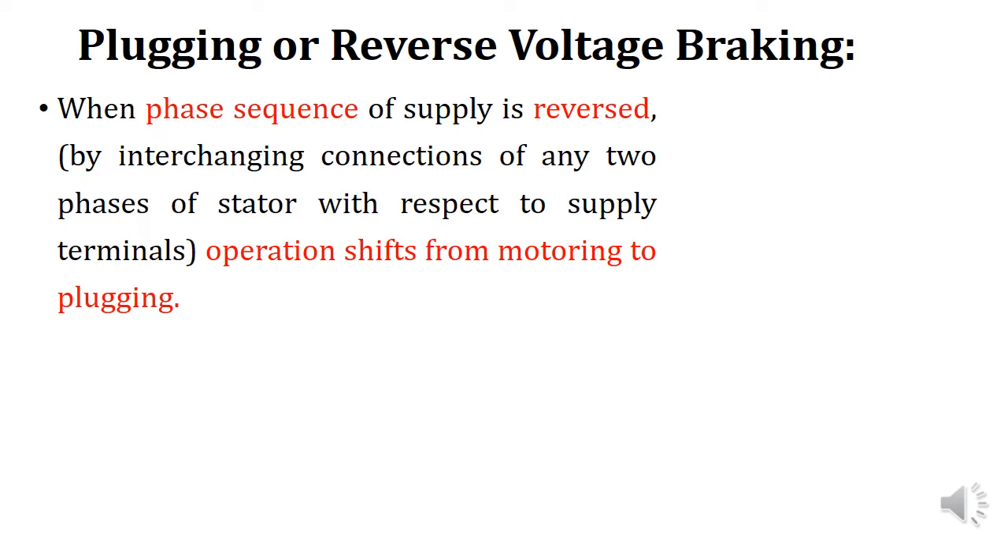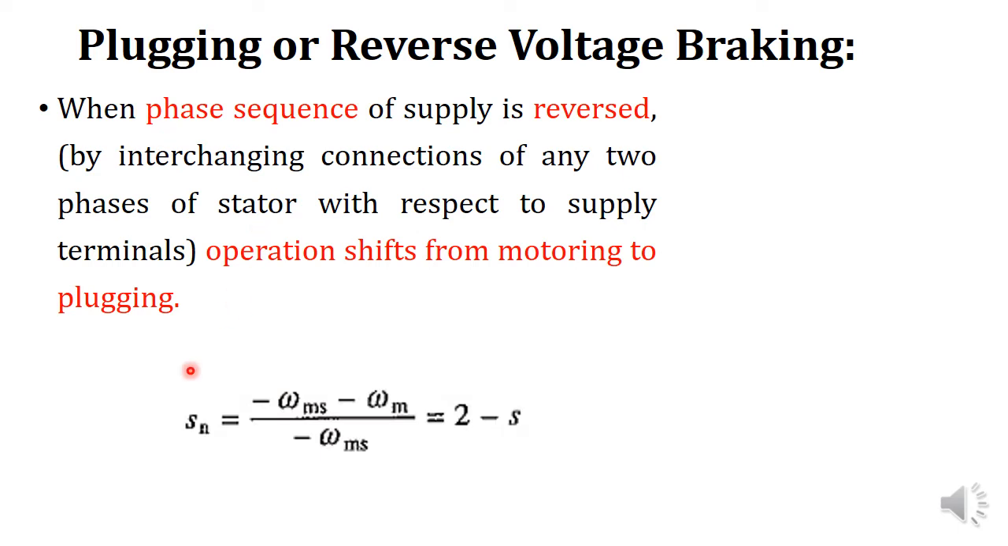Next is plugging, or reverse voltage braking. Plugging is nothing but reversing of phase sequence. In the case of a three-phase induction motor, when the phase sequence of the supply is reversed, the operation shifts from motoring to plugging. How is the phase sequence reversed? It is by interchanging the connections of any two phases of the stator with respect to the power supply terminals. So, among the three phases R, Y, B, if any two phases are interchanged, then the machine will suddenly shift to plugging, or reverse voltage braking.